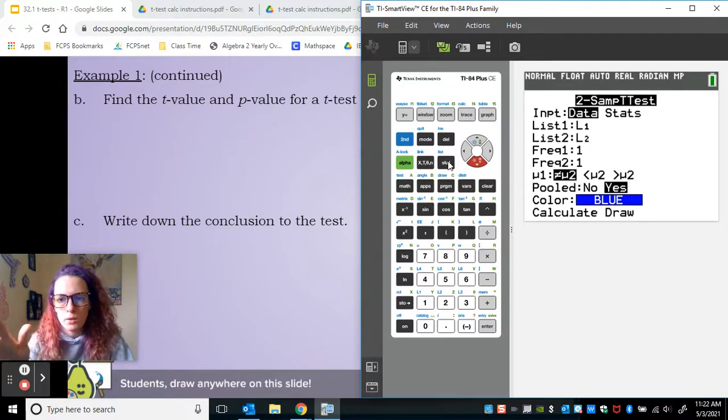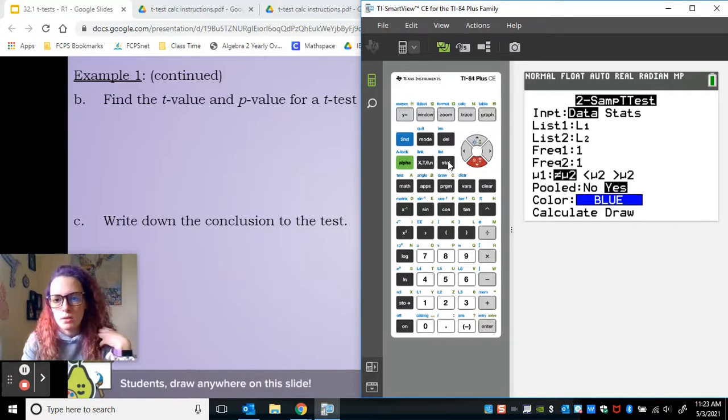Frequency 1 and 2, we're always just going to leave at 1, whatever it is, as is the default. This line with the U1 is where things might change. So this is setting up what was your null hypothesis and your alternative hypothesis. What are you testing here?